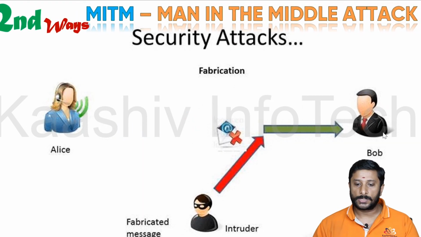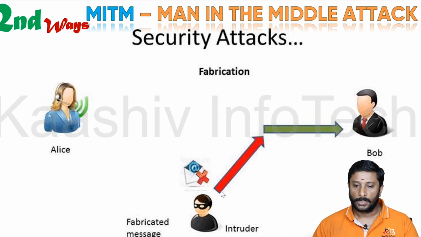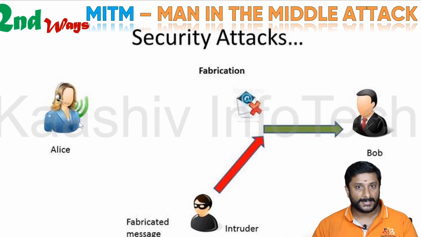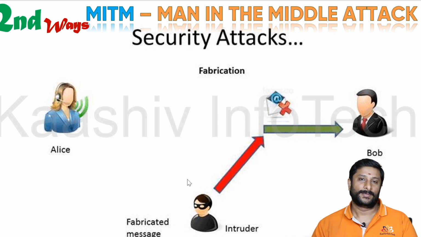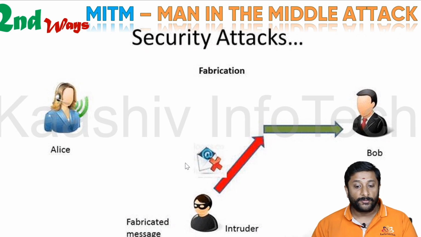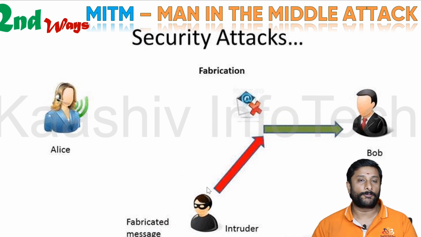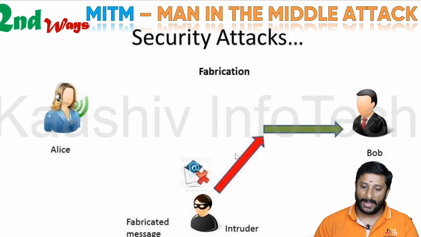Over here, you are able to see the intruder sending a message as if he were Alice. Alice and Bob are friends. Instead of Alice, the intruder will fabricate a message like Alice, send it to Bob, cheat Bob and grab some information. Hey Bob, how are you? I'm Alice here.